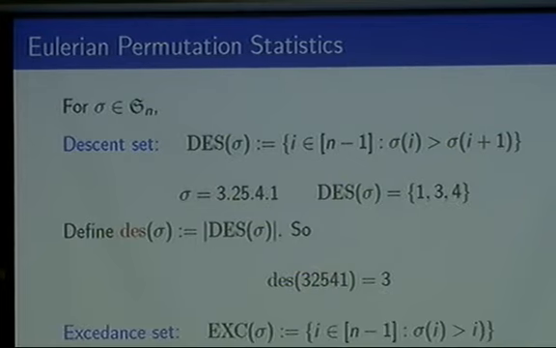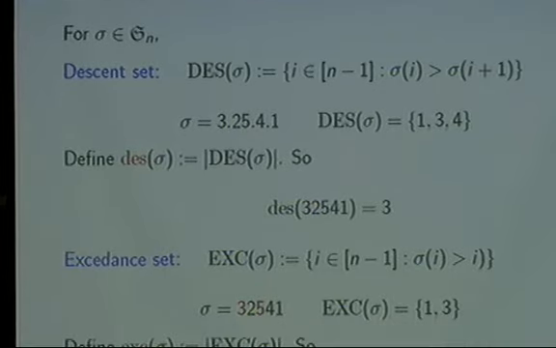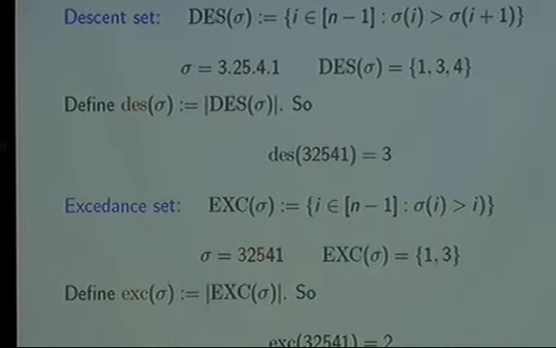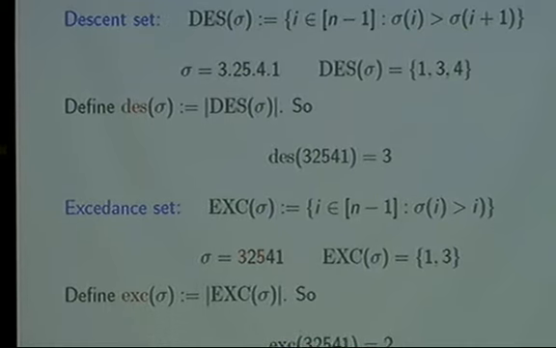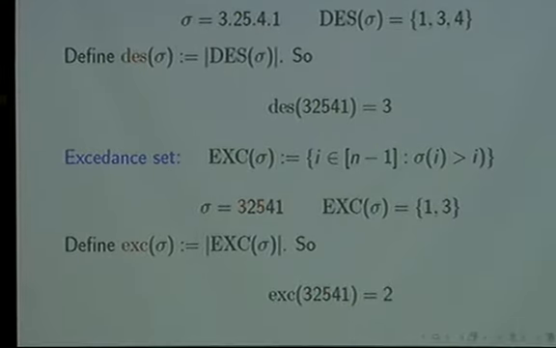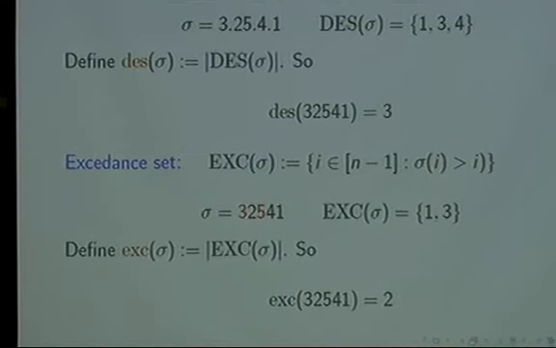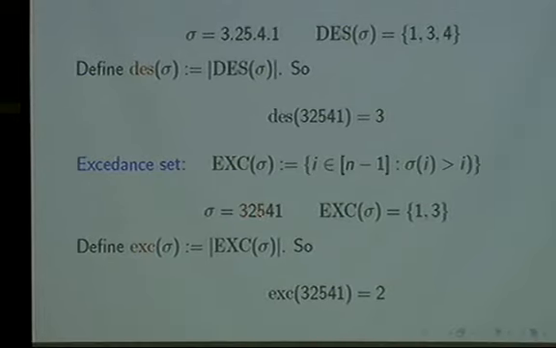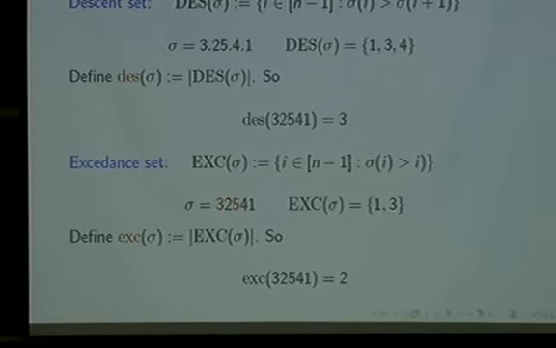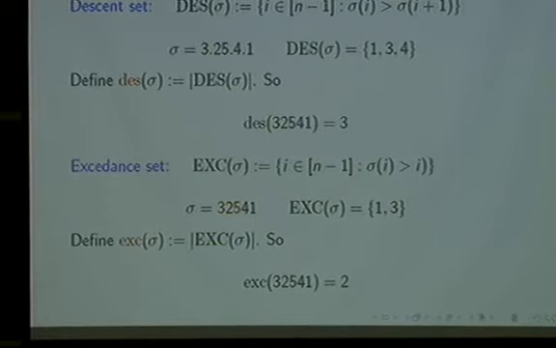3. Then the exceedance set. These are the positions in the permutation where the entry is bigger than the position. So I make the exceedances here red. 3 is bigger than 1. 2 equals 2. 5 is bigger than position 3. So the exceedance set is 1 and 3. And the number of exceedances is x. So in this permutation, x is 2. So they're different, 3 and 2.